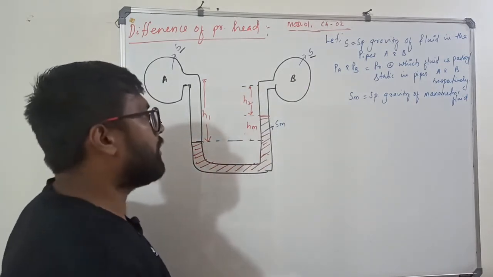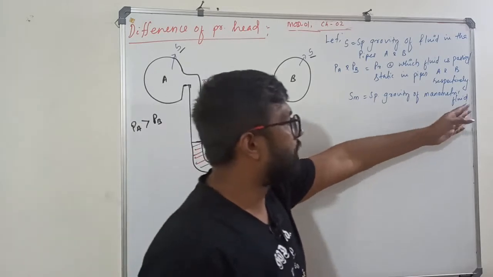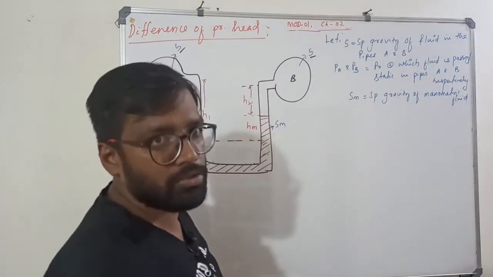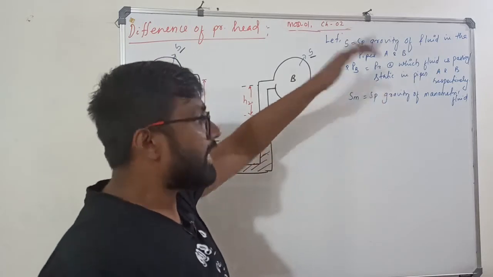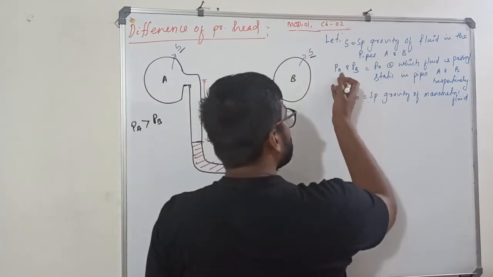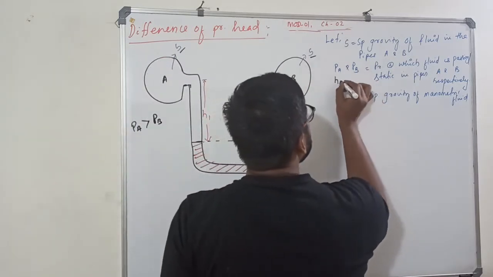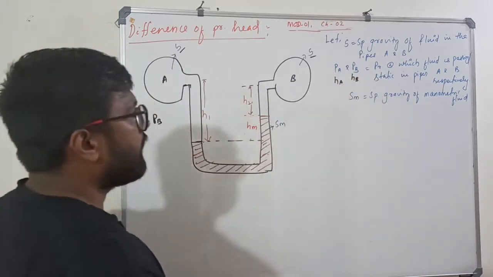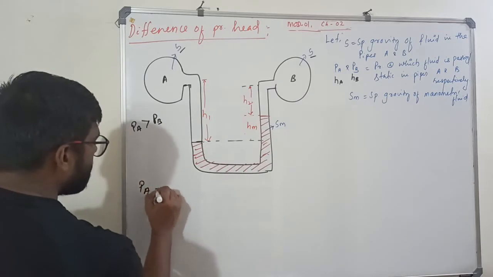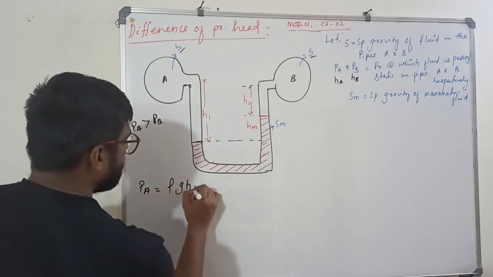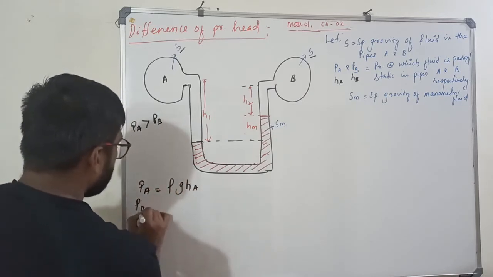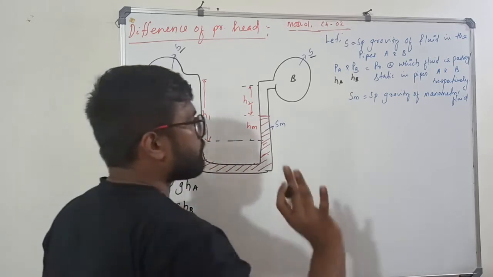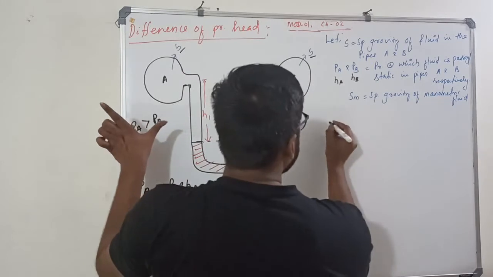Okay, right limb. So SM is the specific gravity of the manometric fluid. PA and PB are the pressures at which it is passing through. This is pressure. So what will be their head? If I define the pressure in terms of head, this will be HA and HB. Let us say PA equal to rho G HA and PB is nothing but rho G HB.